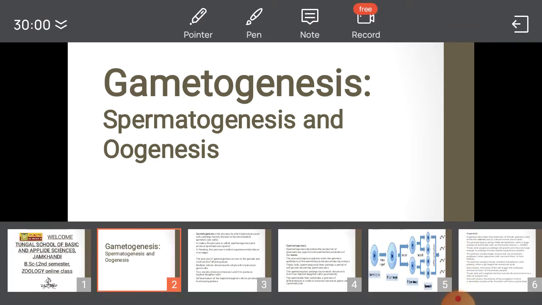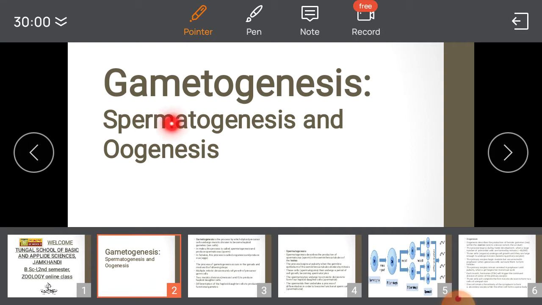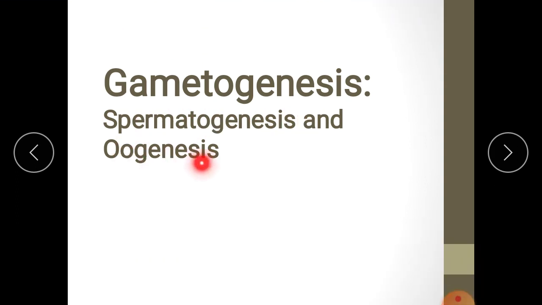Today I am going to discuss gametogenesis. Under gametogenesis, there are two processes: spermatogenesis and oogenesis. Gametogenesis is the process of gamete formation. Gametes are formed during this process. There are two types of gametes. The male gamete is called sperm, and its production is known as spermatogenesis. Female gametes are called ova, and their production is known as oogenesis.